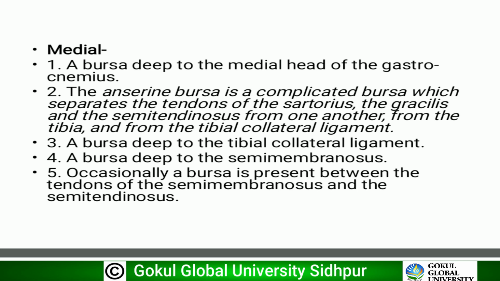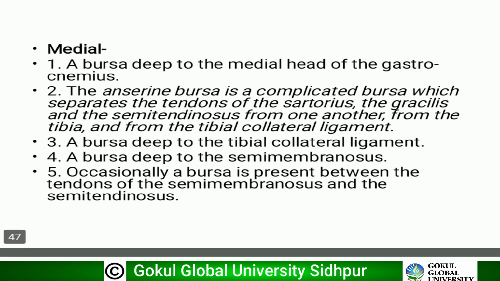Medially, a bursa deep to the medial head of the gastrocnemius. The semimembranosus bursa, H shape, is a complicated bursa which separates the tendons of the sartorius, gracilis, and semitendinosus from one another, from the tibia, and from the TCL ligament. Third, a bursa deep to the TCL ligament. Fourth, a bursa deep to the semimembranosus. Fifth, occasionally a bursa is present between the tendons of the semimembranosus and semitendinosus.